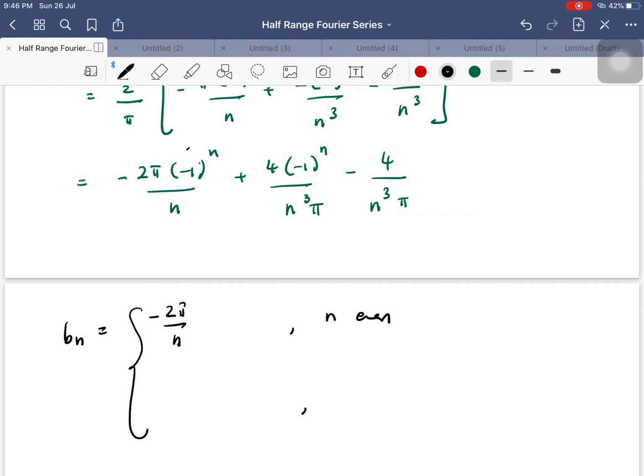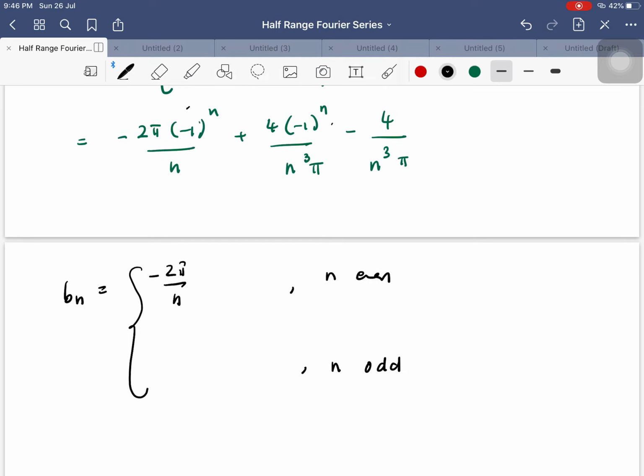And here I'm going to have 4 minus 4. That is going to be a 0. So I'll end up with negative 2 pi over n. So that is the case when n is even. And when n is odd, this is going to be negative 1. I'll end up with positive 2 pi over n. So this is going to be negative 4, so that is going to be negative 8 over n cubed pi.